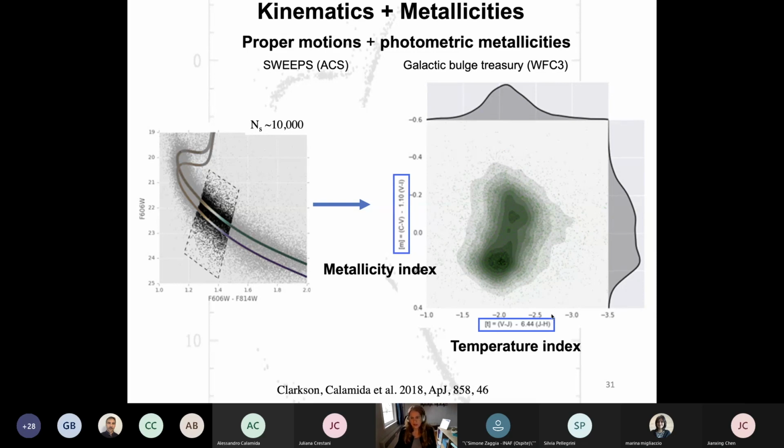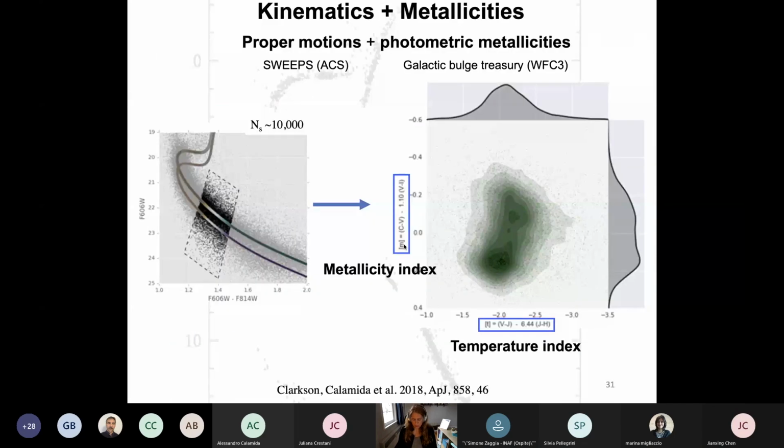And you can see that there are two different peaks here in metallicity. And so we were able to divide the stars in a metal poor component and a metal rich component, which you can see here with the ridge line on the color magnitude diagram for a well-selected magnitude interval on the main sequence.